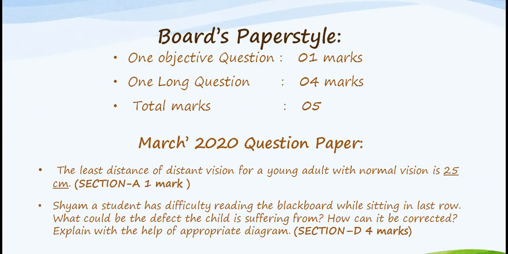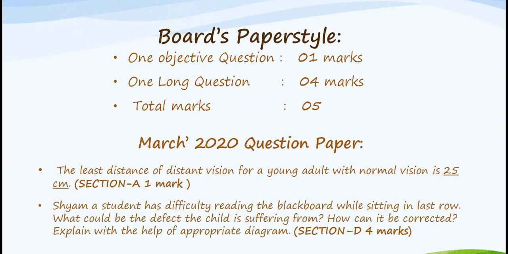Now before we actually start the chapter, let me tell you the board paper style or paper pattern from this chapter. So we have one objective question of 1 mark and one long question that is of 4 marks total from this chapter. So only 2 questions, 1 objective and 1 long. So total marks is 5.